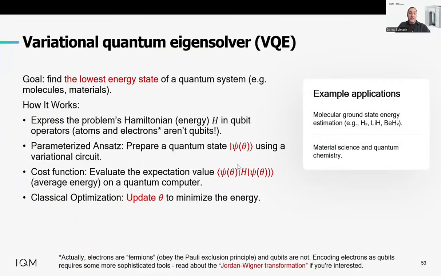Atoms and electrons aren't actually qubits, so sometimes you have to do some careful things to encode the energy in qubit operators. Then we prepare a quantum state using a variational circuit. We evaluate the average energy of that state on a quantum computer, and then we update the parameters to minimize the energy. This is very useful, particularly for molecular ground state energy estimations.